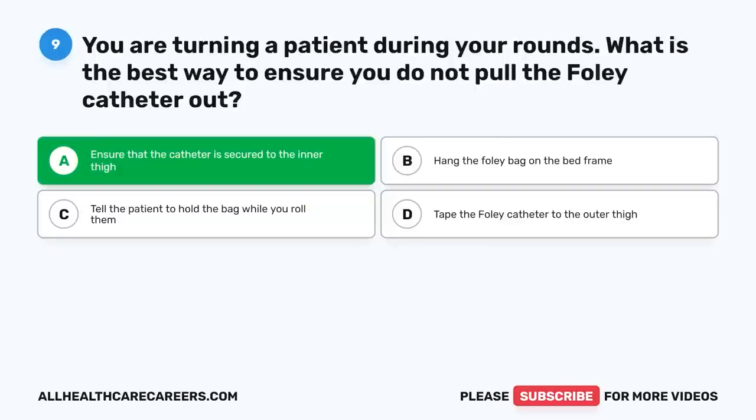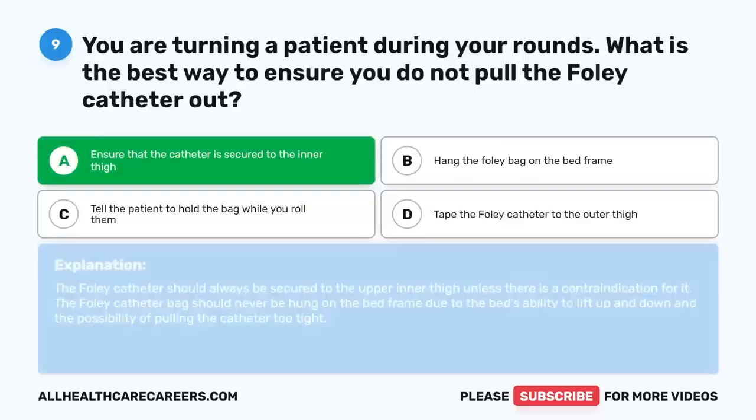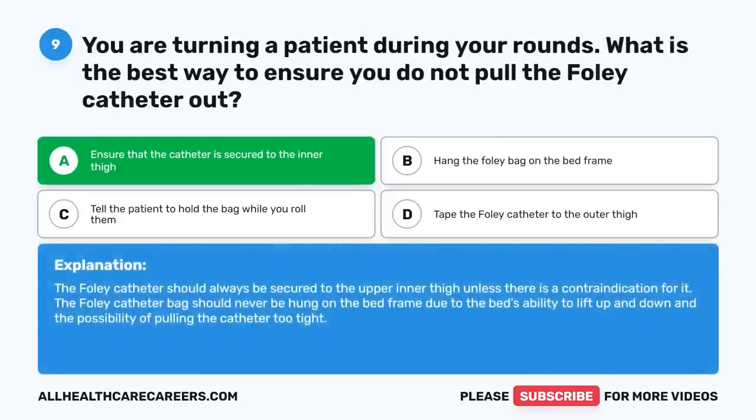Ensure that the catheter is secured to the inner thigh. The Foley catheter should always be secured to the upper inner thigh unless there is a contraindication for it. The Foley catheter bag should never be hung on the bed frame due to the bed's ability to lift up and down and the possibility of pulling the catheter too tight.